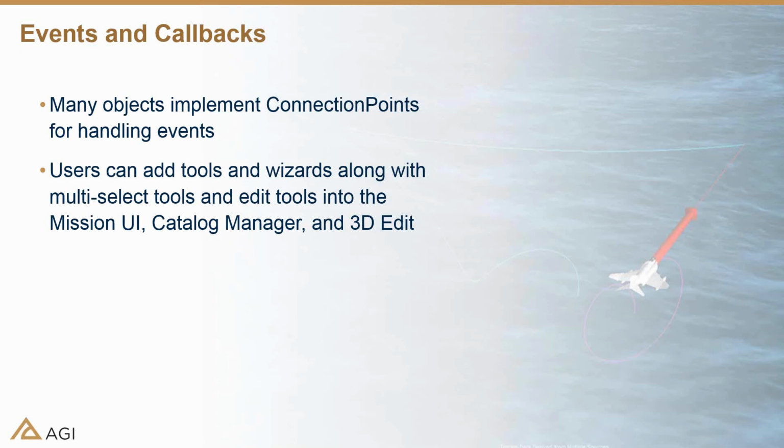So we have a variety of connection points that enable you to react to user actions within the Mission GUI, in the Catalog Manager, and 3D Edit. For instance, you can right-click on a control point on 3D Edit, have your menu item come up on that right-click context menu, then pop up a tool, and then that tool can do something special with the procedures that you have selected, for instance.